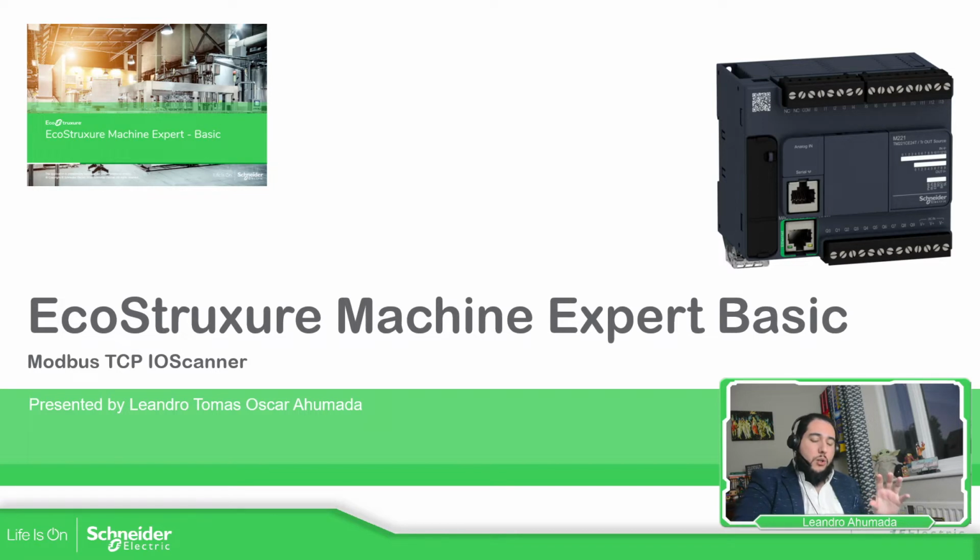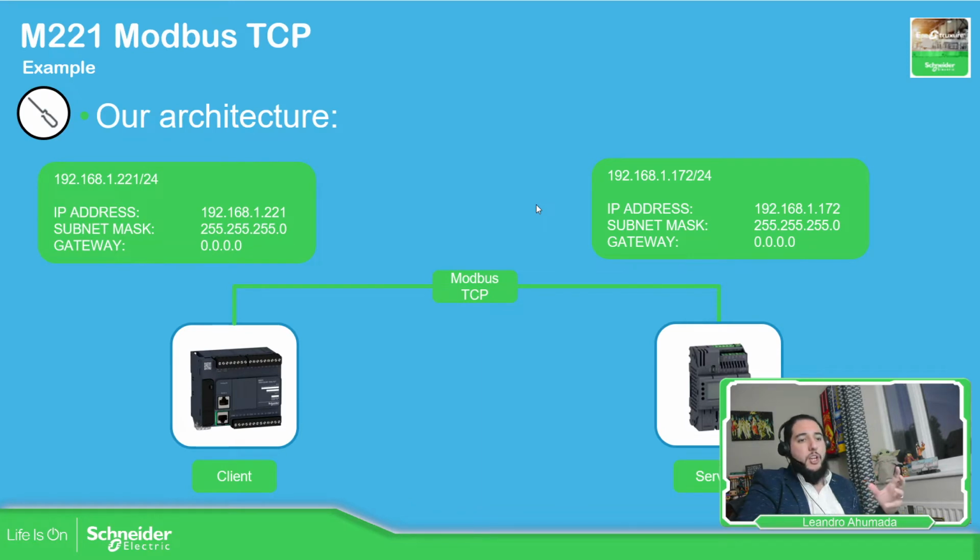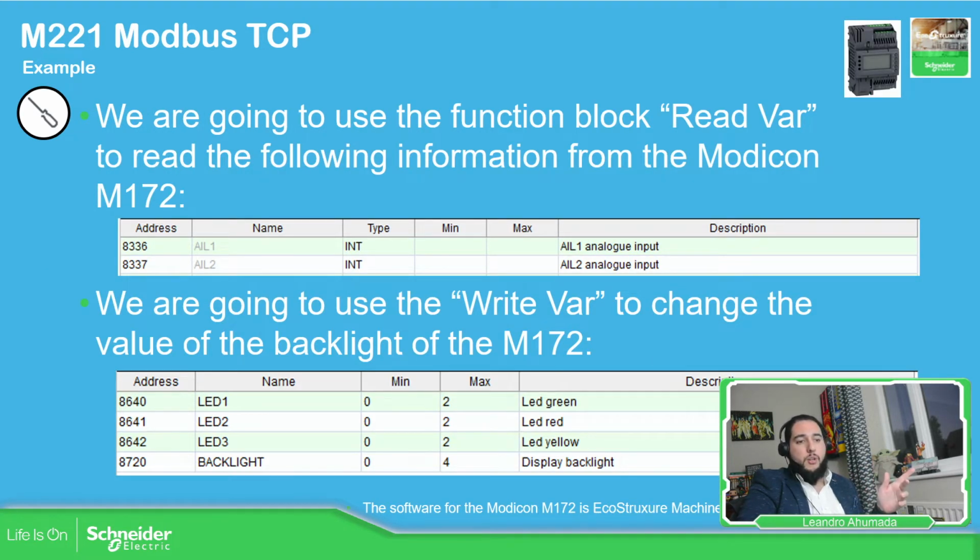We are going to continue working with the application that we've seen in the previous video about the communication blocks for the M221. We're going to edit the project and use the IO scanner. Most of the implementation or the connection is still the same. We just need to make some small adjustments on the configuration because all the communication blocks are now not needed. The information we're going to read and write will be the same as we've seen before.